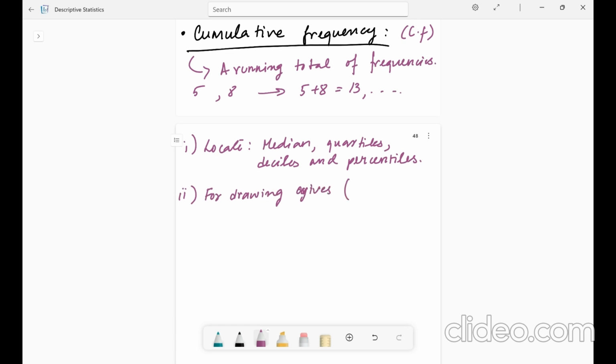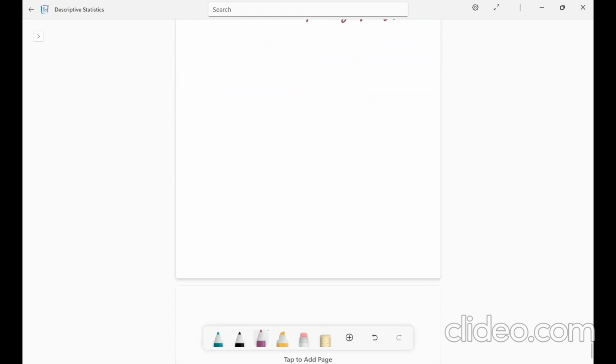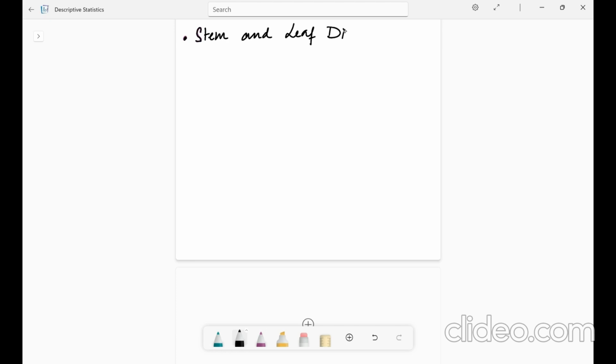Ogives, which is also known as cumulative frequency polygon. Okay? Next our topic is stem and leaf diagram. Okay? Now let's look at something a little different but very useful.